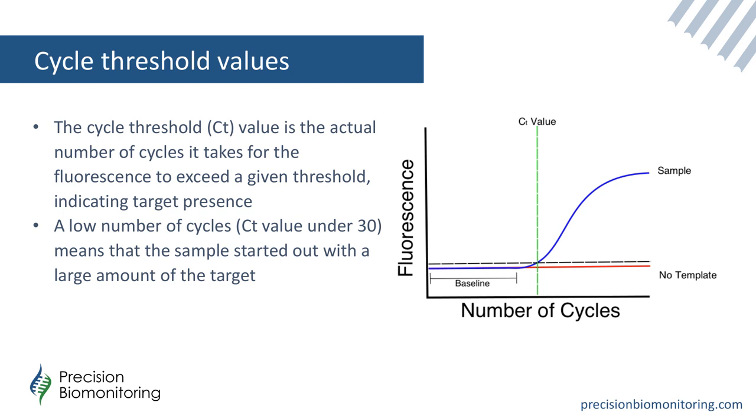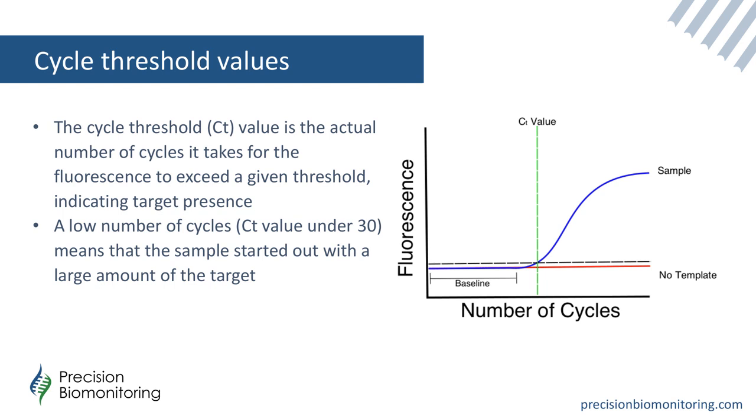So in terms of interpreting results, this is starting to get into the technical side of the test and PCR in general. But for real-time PCR, as I mentioned earlier, this is based on fluorescence output over a number of cycles of heating and cooling. A cycle threshold, or CT value, is the actual number of cycles that it takes for that fluorescence to exceed a given threshold. And that indicates that the target is present.